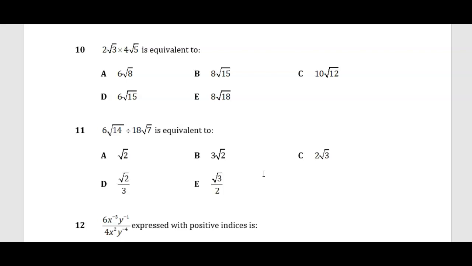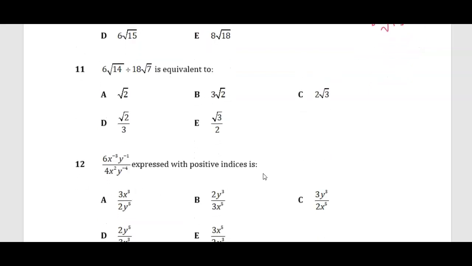Okay, question 10, we've got multiplication here. So we multiply the integers first. So 2 times 4, and then in the surd, 3 times 5. So 2 times 4 is 8. 3 times 5 is 15. And I can't simplify the 15, so it just stays 8 root 15. It's a nice, easy one.